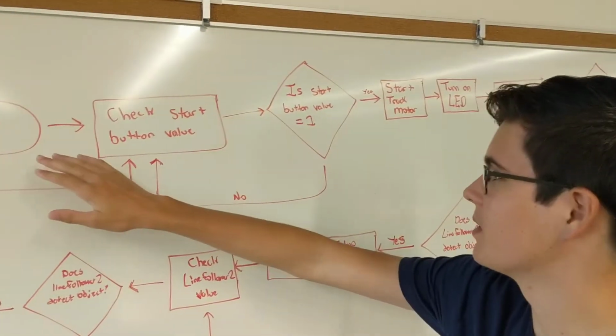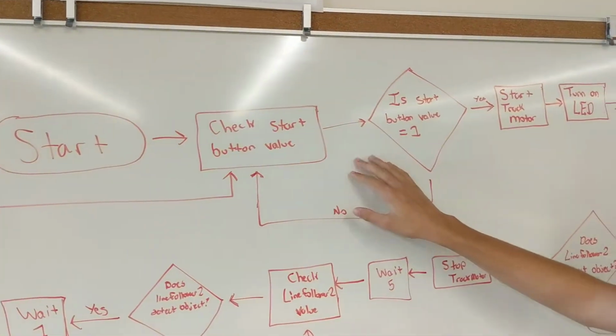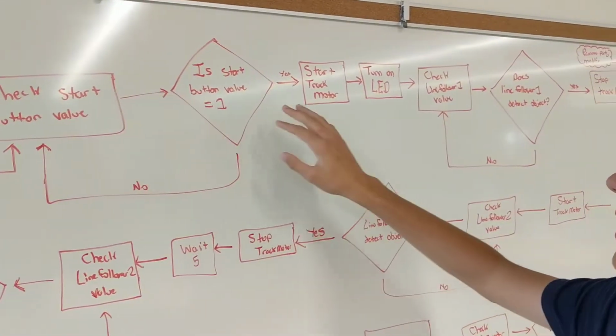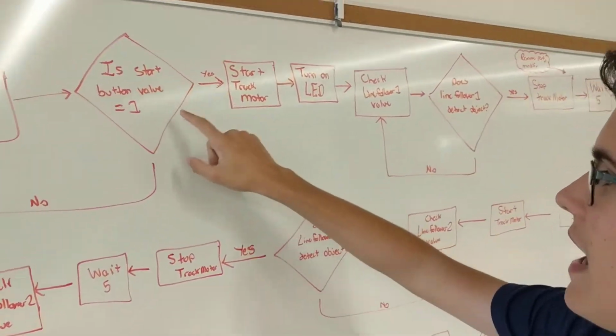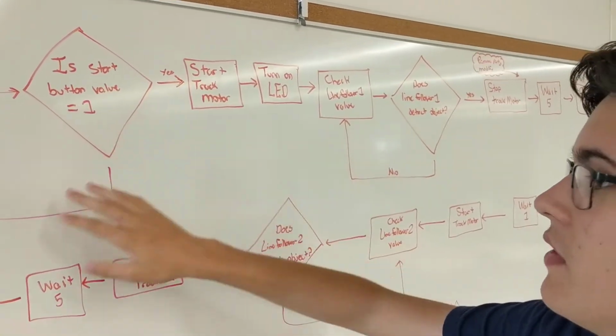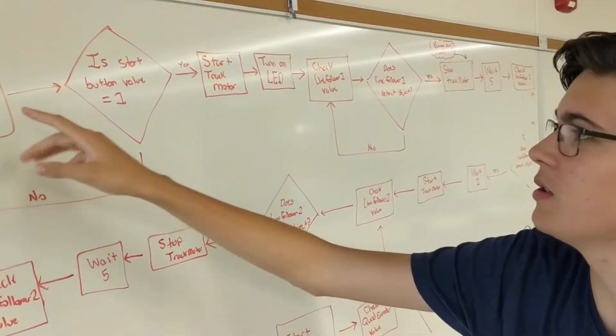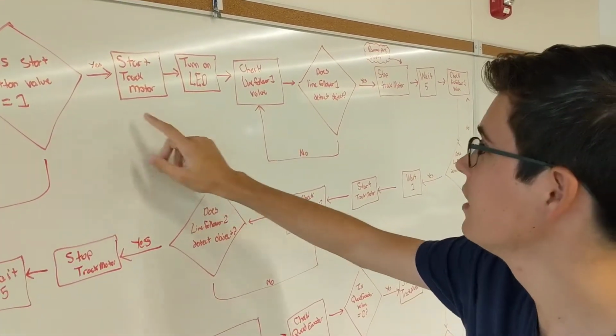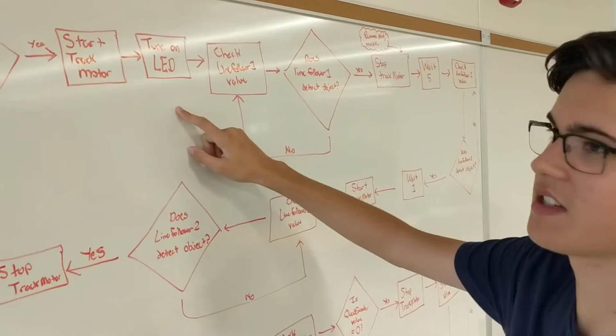The start of the whole program. So the very first thing the program does is it checks the start button value. So what it does is it asks, is the value equal to 1? If no, then it keeps checking and it goes in a loop. But if it does eventually equal 1, then you open up to the rest of the program.